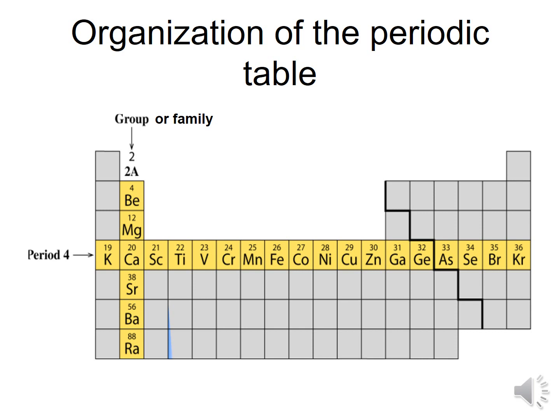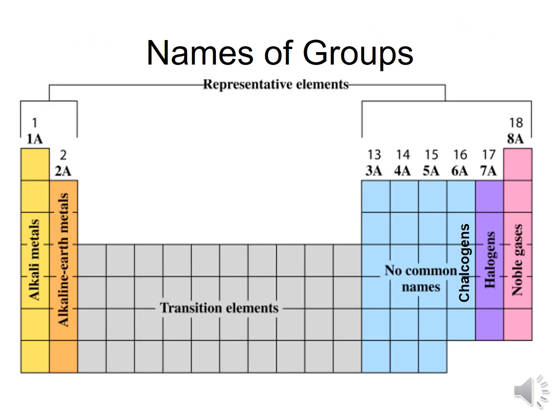Elements can also be ordered by period. A horizontal row is called a period. So we would say that calcium is in group 2A and in period 4. Group 2A is called the alkaline earth metals. Then you have your transition elements, which are in the middle block. The chalcogens, group 6A, the halogens, 7A, the noble gases, 8A.